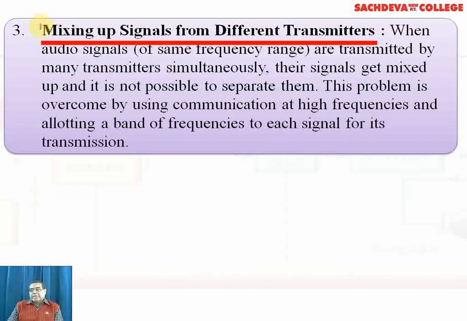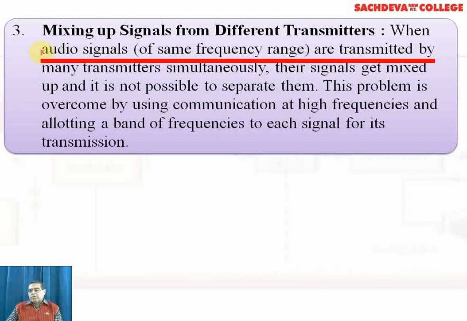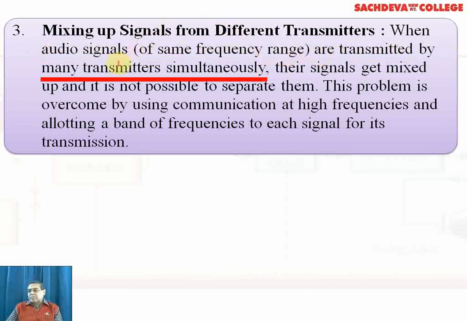Now another thing, mixing up of signals from different transmitters. So many transmitters are operating simultaneously on the globe, so there is mixing up of the signals, and we have to make arrangements. When audio signals of the same frequency range are transmitted by many transmitters simultaneously, their signals get mixed up and it is not possible to separate them.